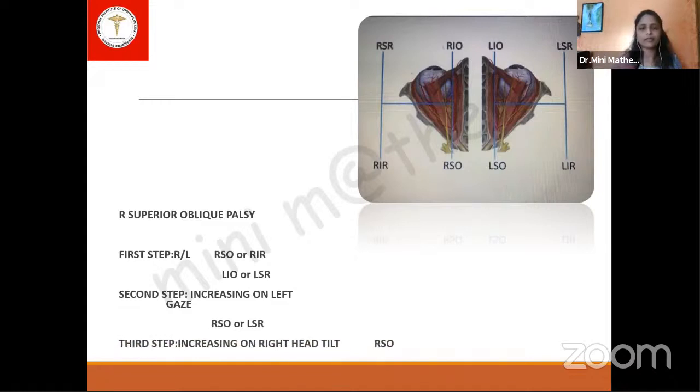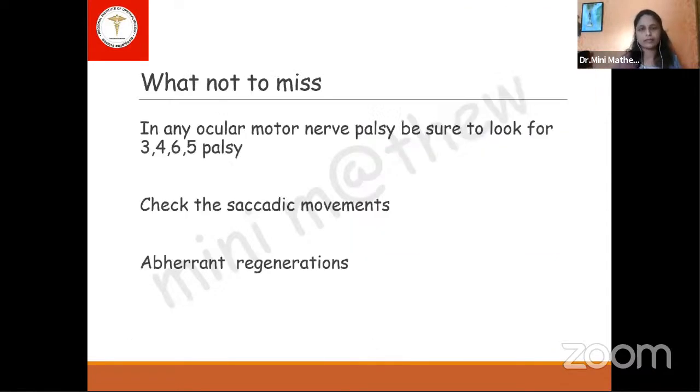Coming to the third step, it is on head tilt. Does it increase on right head tilt or left head tilt? On right head tilt, we see the hypertropia increases. So if it has to increase on a right head tilt, it is due to the superior oblique palsy.